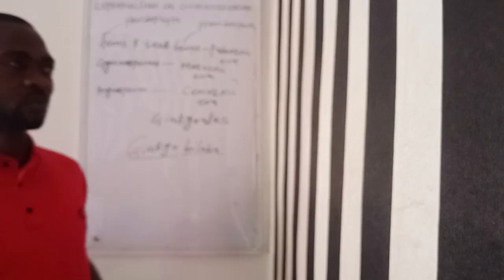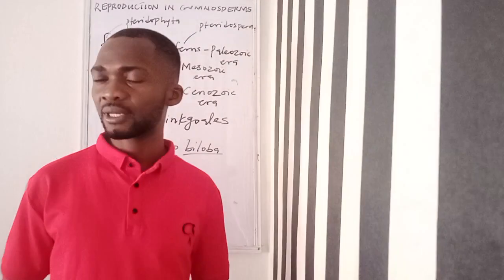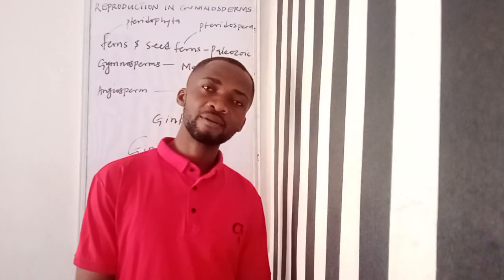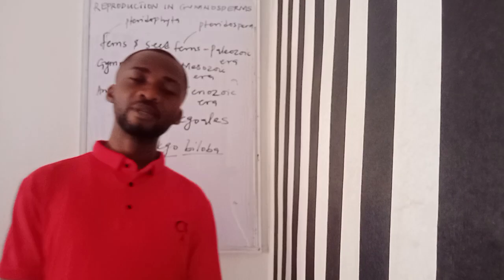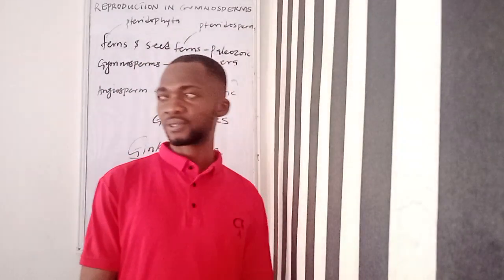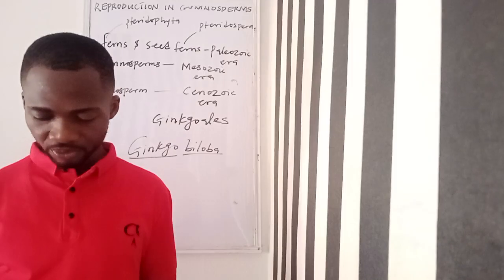Then conifers. Don't forget that when I mentioned conifers initially, I said that conifers have the family Abietaceae, and that's the largest family in the whole of gymnosperms. And that means that by extension conifers are the largest order in gymnosperms. They have many examples of gymnosperms under conifers. So let's look at one or two things.